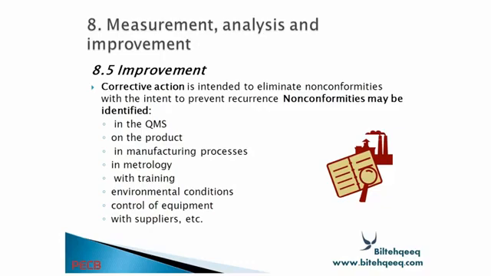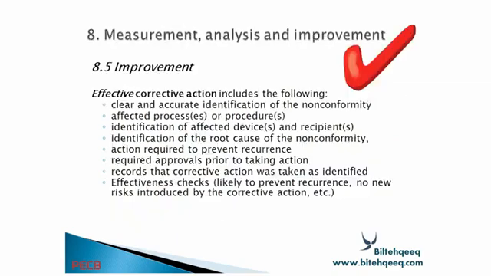Corrective action is intended to eliminate non-conformities with the intent to prevent recurrence. Non-conformities may be identified in the quality management system, on the product, in the manufacturing process, in metrology, with training, environmental conditions, control of equipment, with suppliers. So you can take corrective action to eliminate any non-conformity. And the corrective action should be effective.